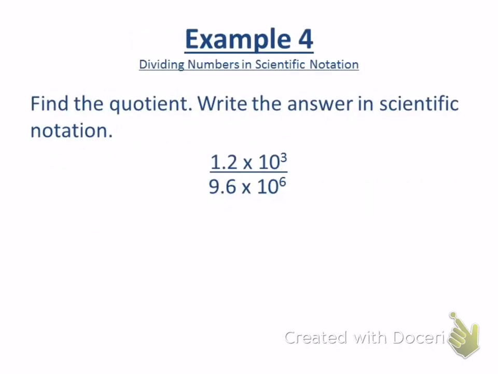All right. So 1.2 times 10 to the third over 9.6 times 10 to the sixth. Now, we don't really even need a calculator for this, because we know that 12 over 96 is 1/8, right? Because 12 times 8 is 96. And 1/8 is 0.125. All right? And 3 minus 6 is -3.